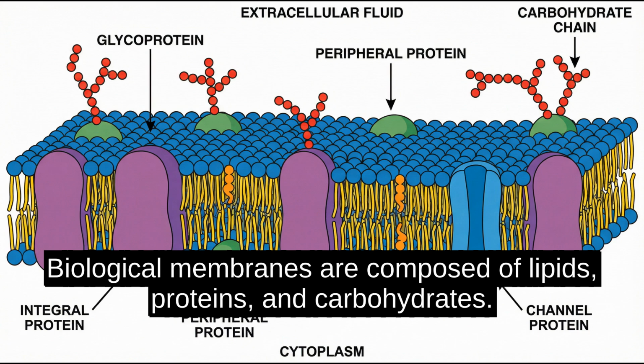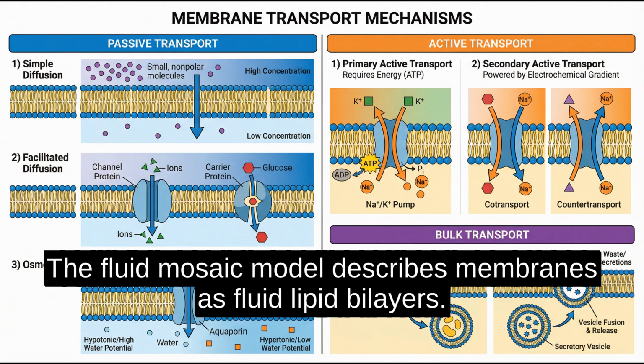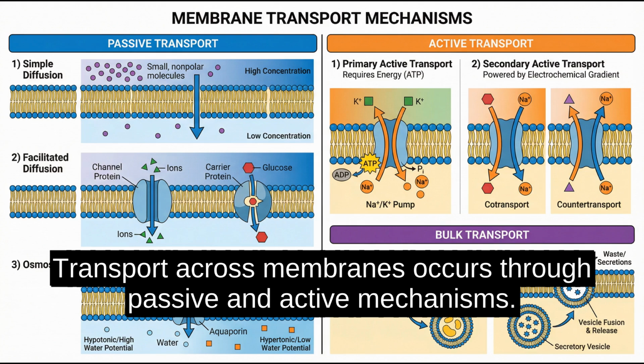Mitosis produces two identical daughter cells. Prophase condenses chromosomes and forms the spindle. Metaphase aligns chromosomes at the equator. Anaphase separates sister chromatids. Telophase reforms nuclei. Cytokinesis divides the cytoplasm. Cyclins and cyclin-dependent kinases regulate the cell cycle.